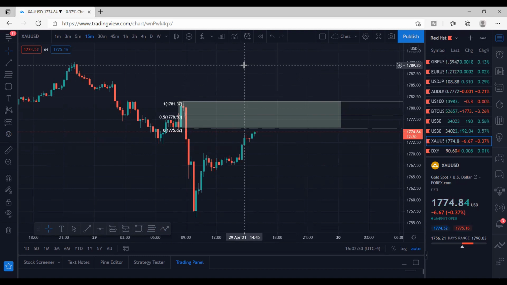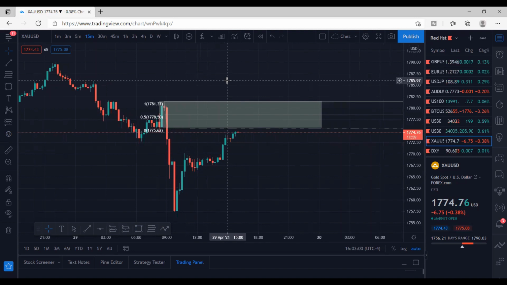Now, in terms of refinement, you could go down to the lower time frame and refine it a little bit more. Just know that it is going to be a little less likely that price is going to come and trigger you in, because sometimes it will come to this area right here and then push down. We'll come to the opening and push down, but it's just up to you what you prefer.